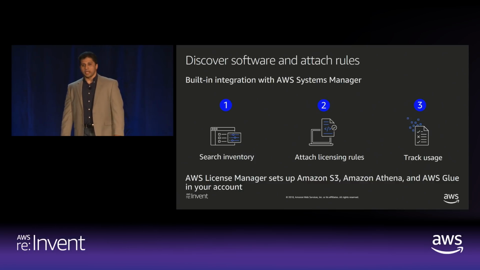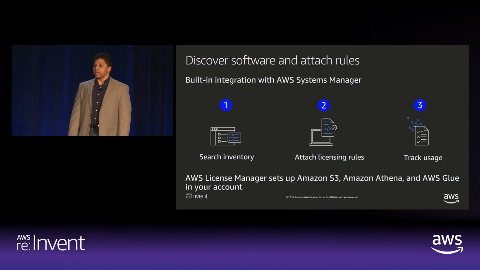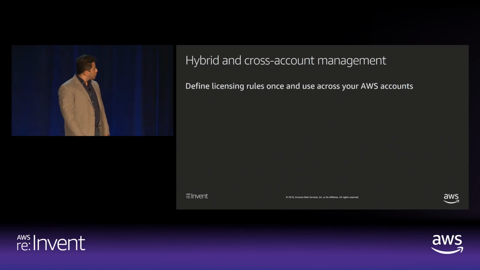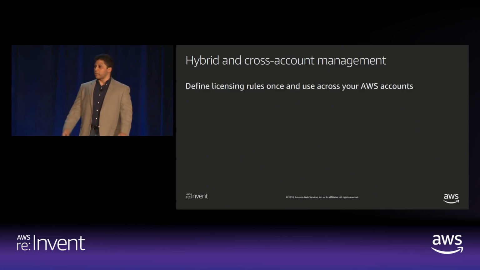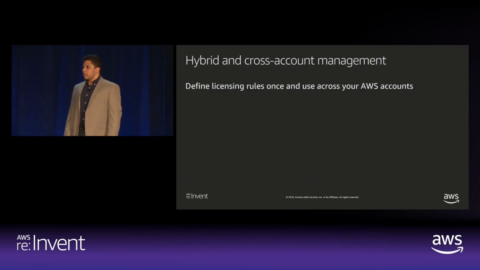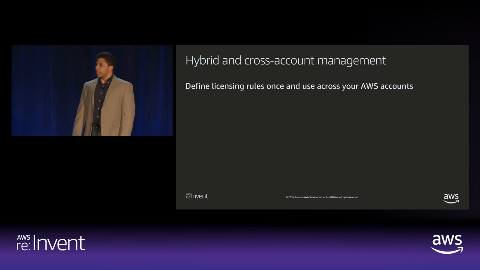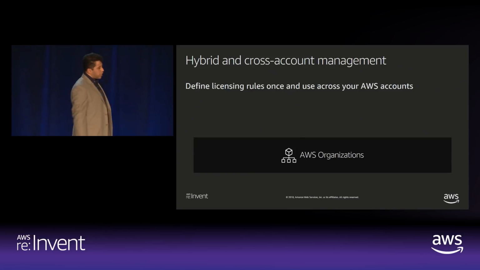Because of these resources being available to you in your account, you have control of your data. You have control of the Systems Manager inventory data that you can leverage to manage both on AWS as well as on premises. So this service allows you to manage hybrid environments using AWS Systems Manager. And you can manage licenses on servers no matter where they're running once you have configured Systems Manager. And AWS License Manager enables you to manage licenses across your accounts. There is built-in integration with AWS Organizations.